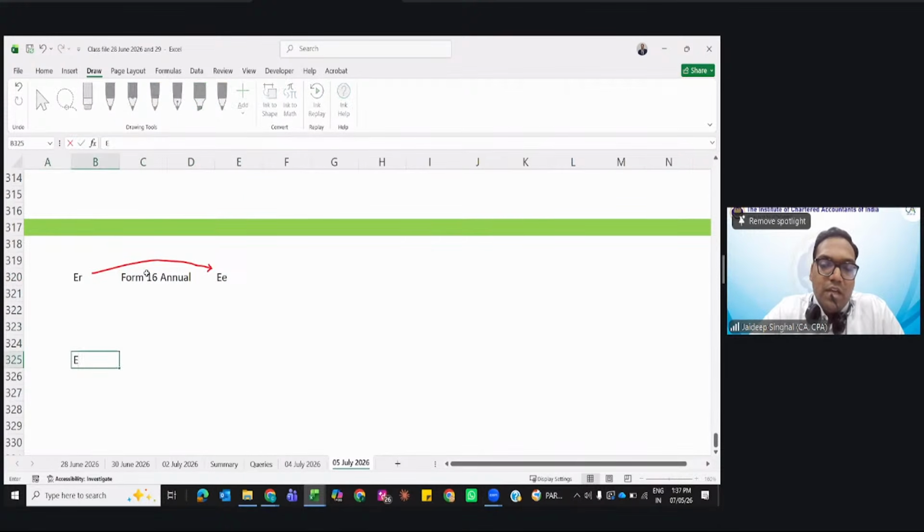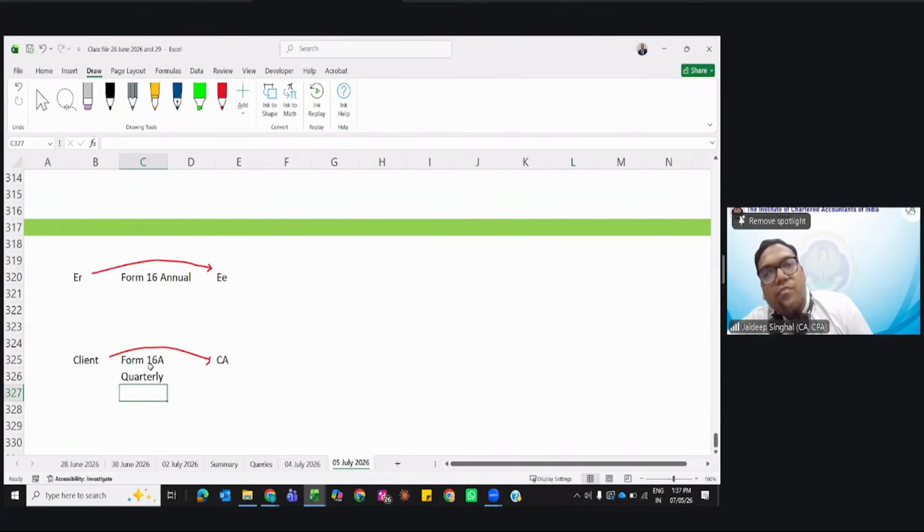Now, other than the employer, let's suppose a client is there. The client is giving fee to the CA. Now, the client has deducted TDS. The client needs to give Form 16A to the CA: okay, this much TDS I have deducted for you. This is normally quarterly. Clear, Anil? That is the concept of 6.6. Is that clear, Anil? Okay.